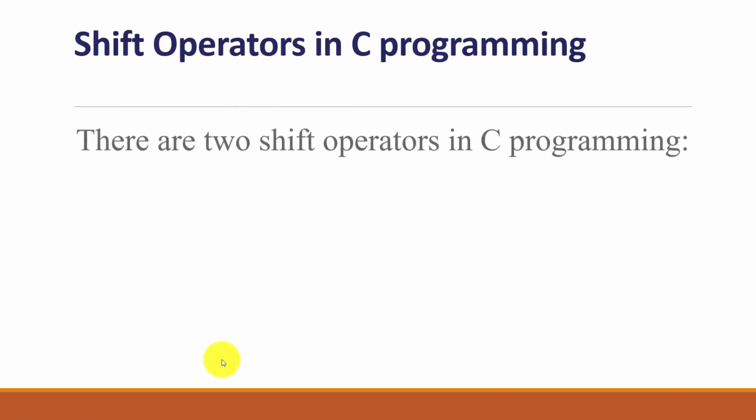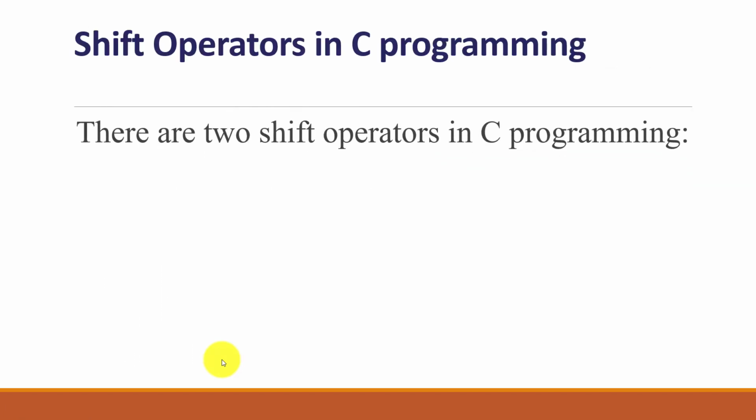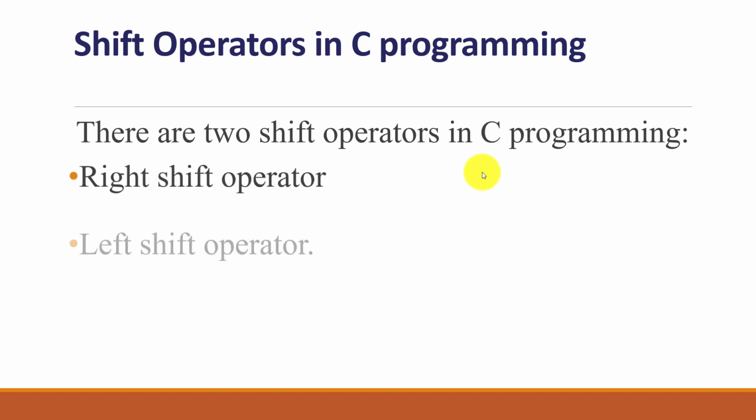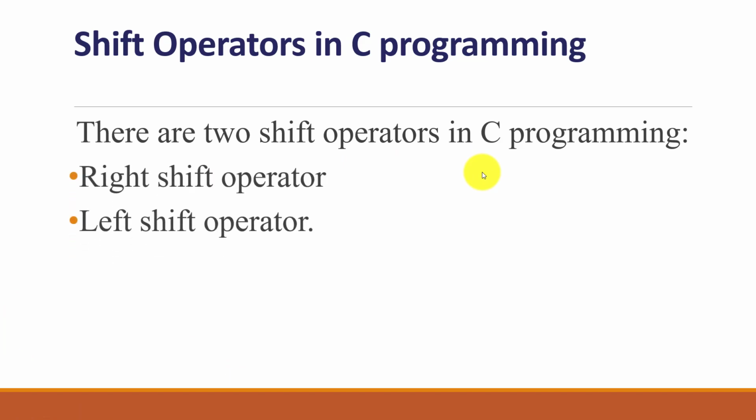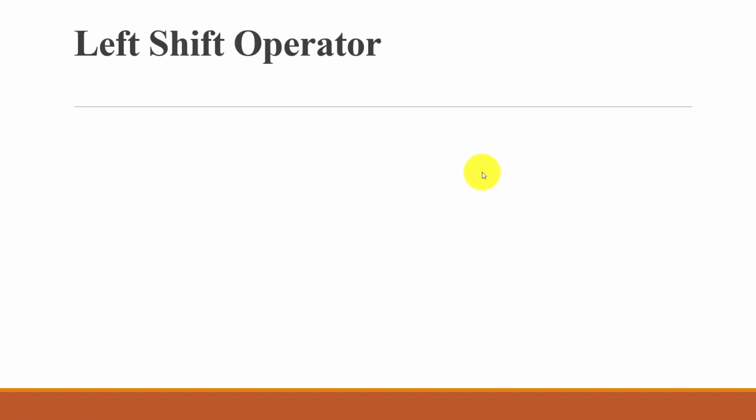Now let's understand what is meant by the shift operator. With a shift operator, we are going to shift the bits. There are two shift operators in C programming: the right shift and the left shift. Let's understand one by one what is left shift and what is right shift. First, let's understand the left shift operator.